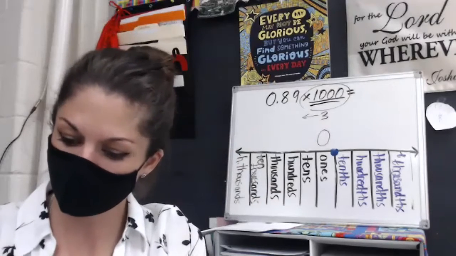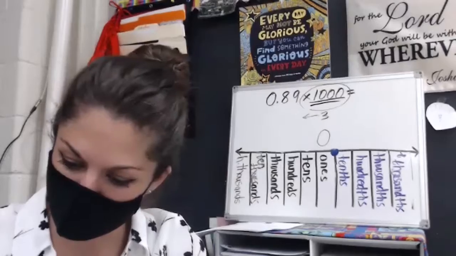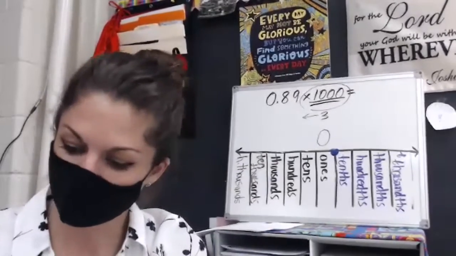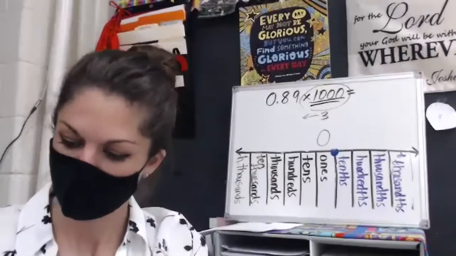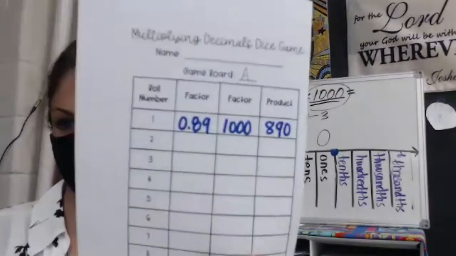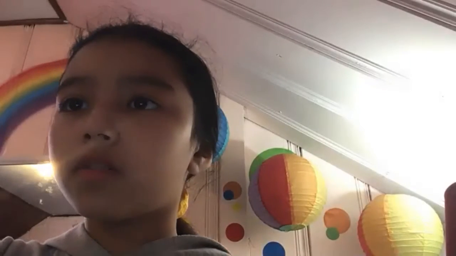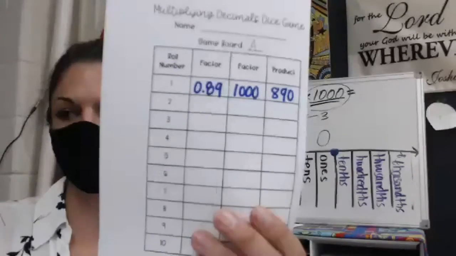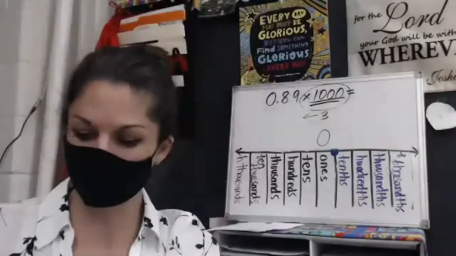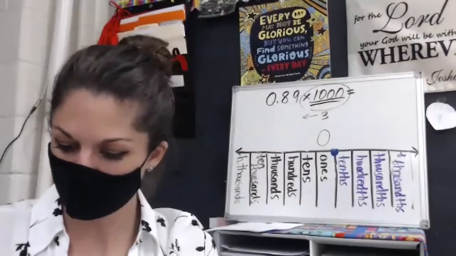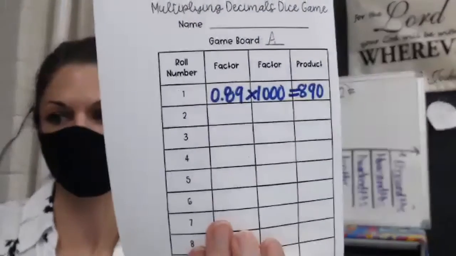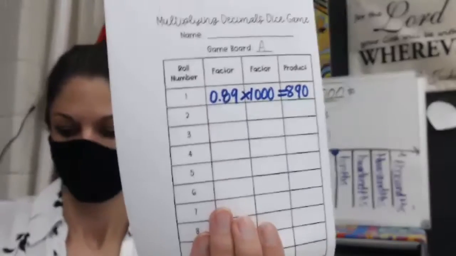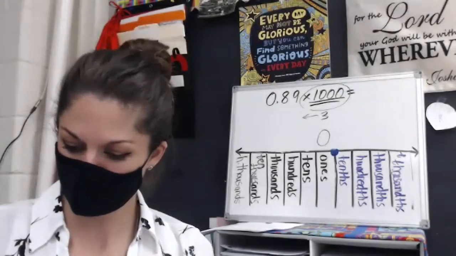So if you were writing the factors on your little game board, Isabella, yes, highlight it. This is what you would write. The factor is 0.89 times 1,000, and it will equal 890. Now, it would be cool to put your multiplication symbol and equal sign in between them. That should help. Can we color in our free space? Yes, color in your free space.